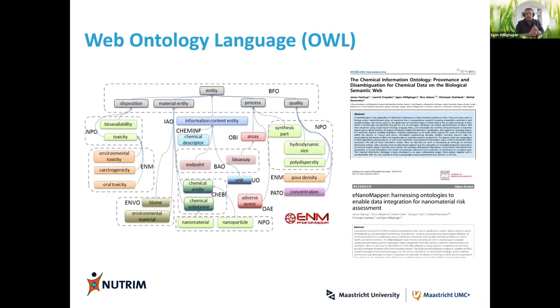Now, on the ontology side, we have the following. And here we have one of the ontologies that we have been working on. Jenna, the first speaker, actually was heavily involved in this eNanoMapper ontology as well.